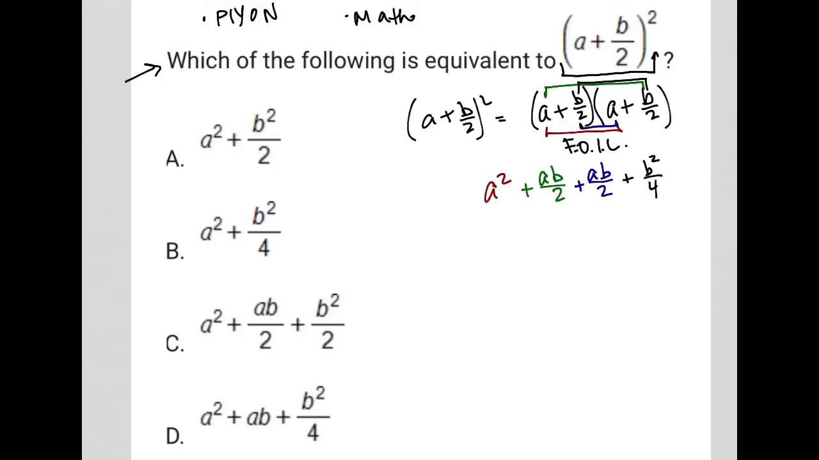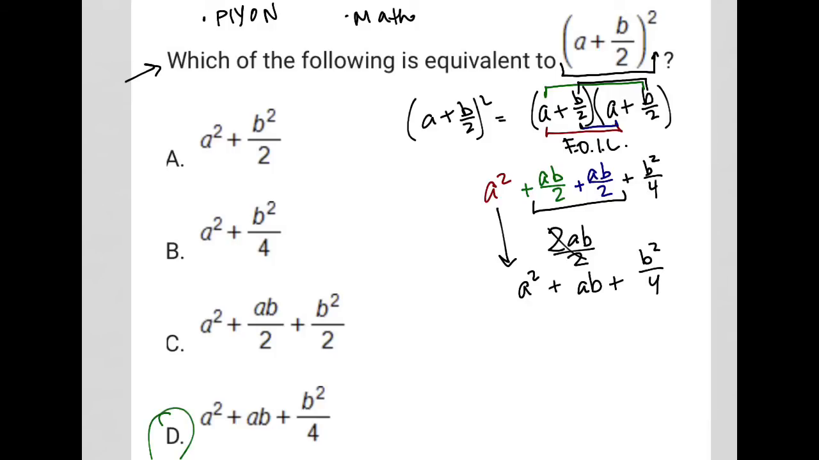And then just continuing to simplify, I have like terms here in the middle. So ab over 2 plus ab over 2 would be 2ab over 2, which is the same as just ab. So bringing the rest of this down, I'd have a squared plus ab plus b squared over 4. And therefore, my correct answer would be choice D. So that's the math way. Wasn't actually too difficult at all. Didn't take all that much time, but that's how you would do it mathematically.